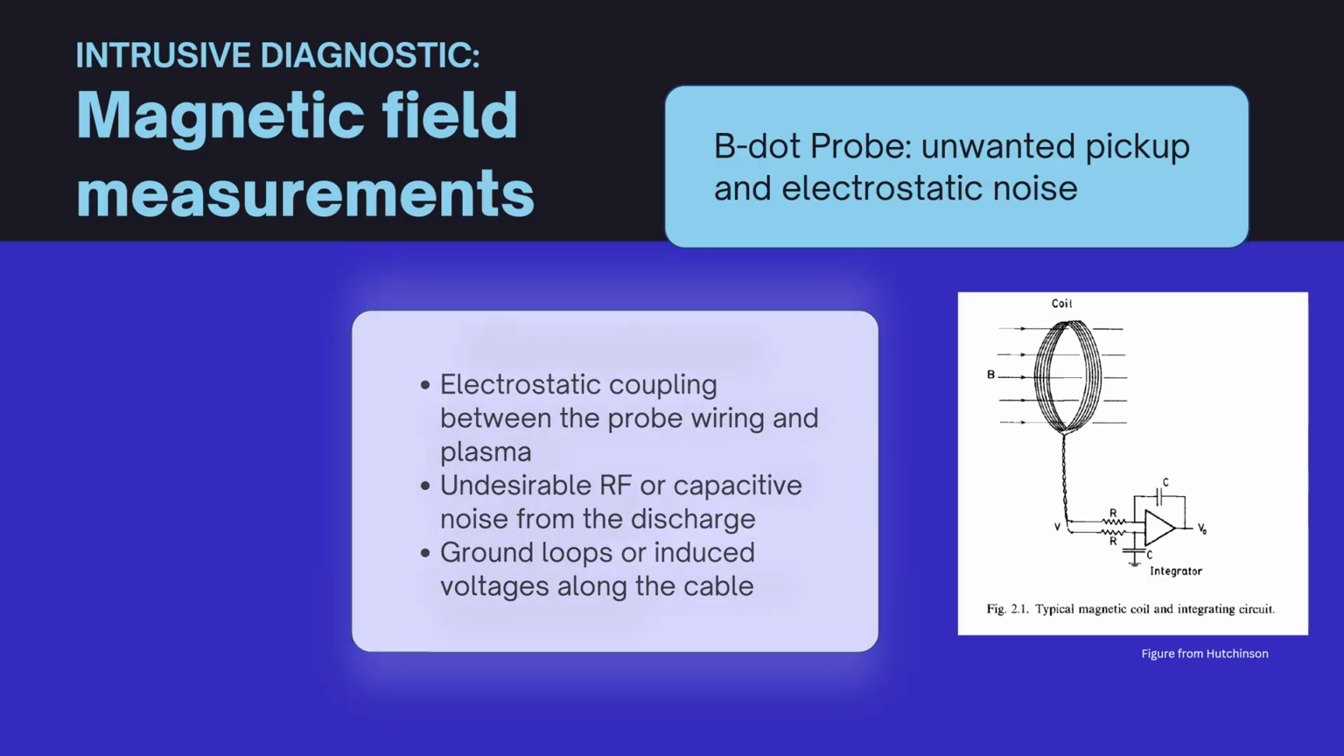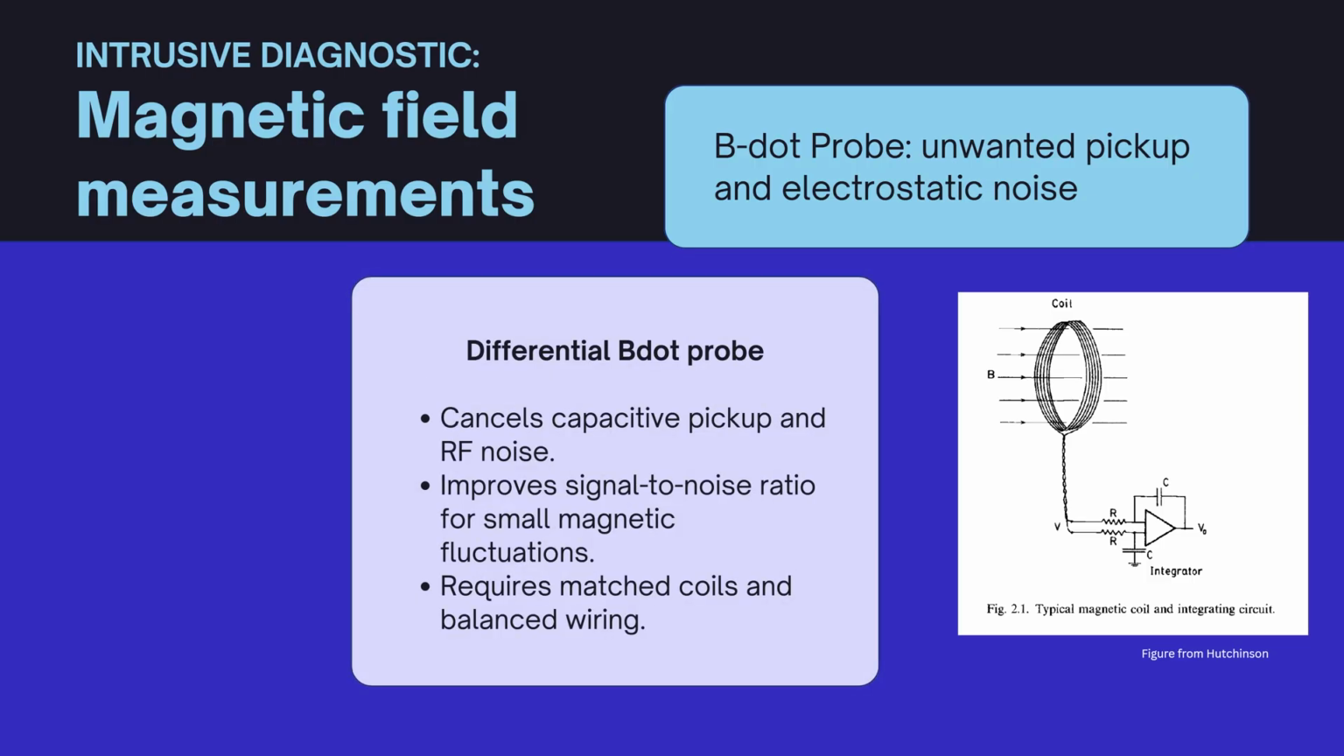One solution to these problems is a differential Bdot probe. This is constructed using two identical coils wound in opposite directions, clockwise and counterclockwise. The signals on the two coils are subtracted, so their magnetic contributions add up, while the electrostatic pickup, corresponding to the noise, cancels out. In the case of more than two coils, it will be two groups of coils consisting of the same number of turns.